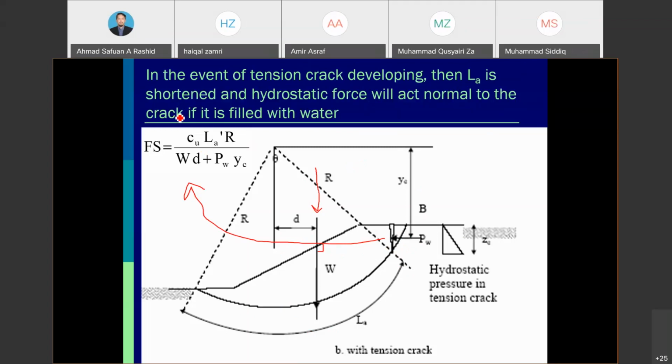So in the event of a tension crack developing, the LA is shortened and the hydrostatic pull will be normal to the crack if it is filled with water. Kalau tension crack ni kosong, tak ada masalah, dia tak akan ada element of what we call as water. Kalau dia fill full, so kita akan ambil the full block to get the PW.